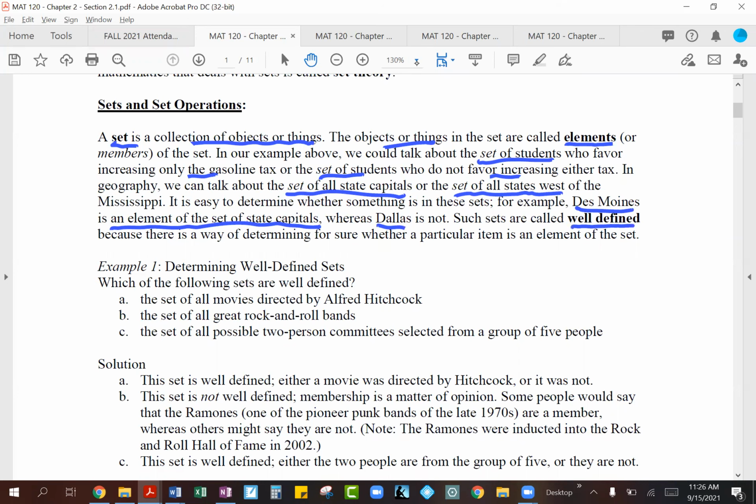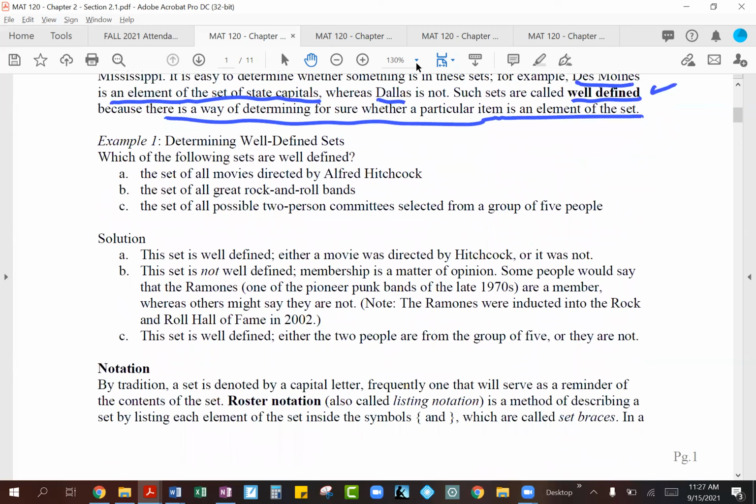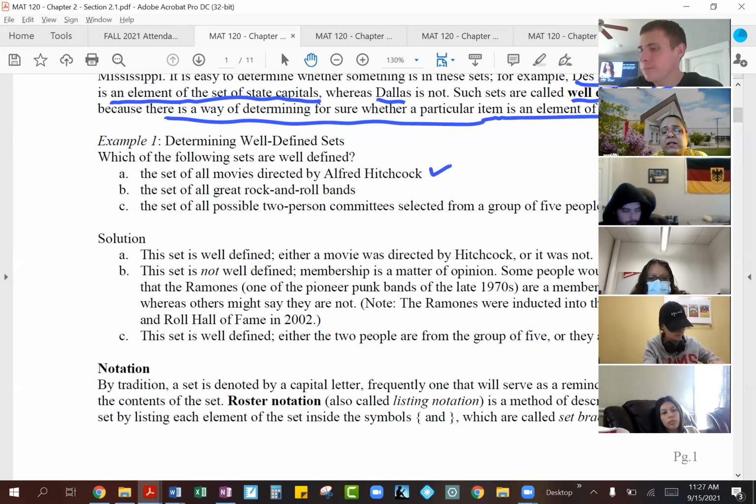Now, such sets are called well-defined because there is a way of determining whether an item is going to be an element of the set or not. So again, the terminology here is: what is a set, what is an element, and what we call a well-defined set. You've got some examples here asking whether each is a well-defined set or not. Movies directed by Alfred Hitchcock would form a set. The set of all great rock and roll bands. The set of all possible two-person committees selected from a group of 5 people. If you think about the set of all movies directed by Alfred Hitchcock, obviously if a movie was not directed by him, it would not be an element of this set. Only the movies that he has directed would go in this set, so we can say this is a well-defined set.